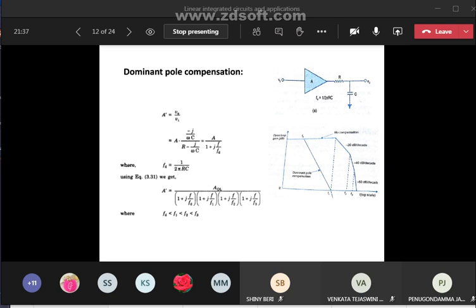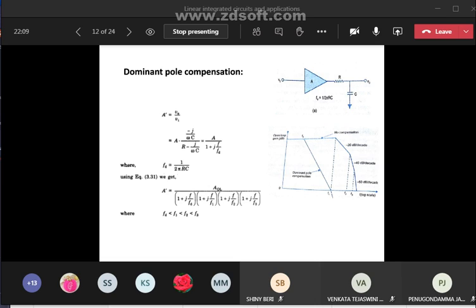So it behaves like a single break frequency which provides sufficient positive phase margin. Okay. So frequency compensation means to change the 3 break frequencies or more than 3 break frequencies to 1 single break frequency. Okay. So see the dominant pole compensation technique.